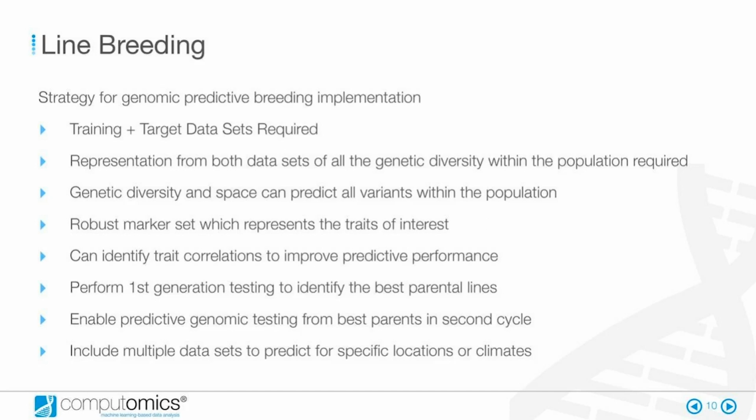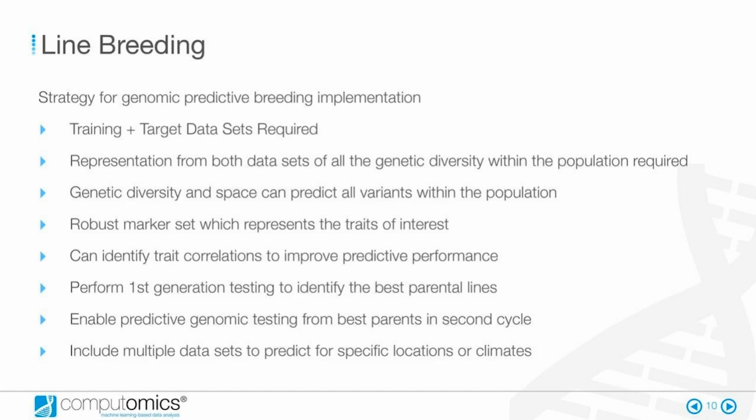The data sets can also include additional data, such as climate, temperature, wind speed, location, soil analysis, and agronomic practices. Additional data sets can offer location and climate specific predictions and increase the accuracy of the model. You need to include representative lines that you genotype and phenotype so that the model can generalize and predict all of the variants within the population.